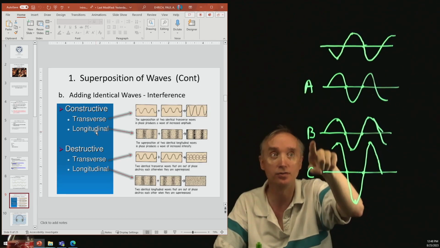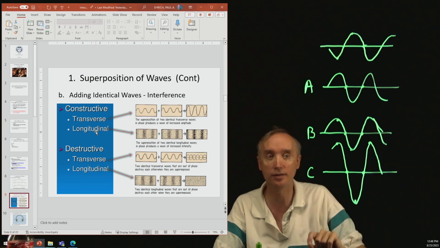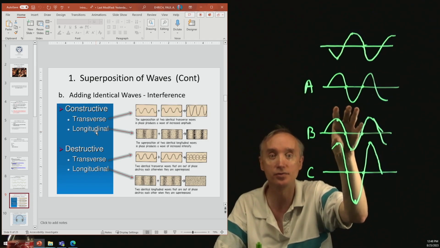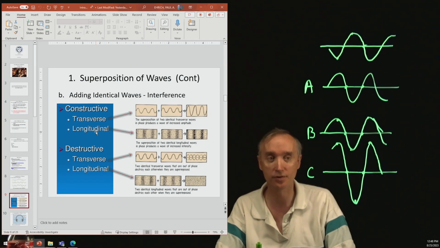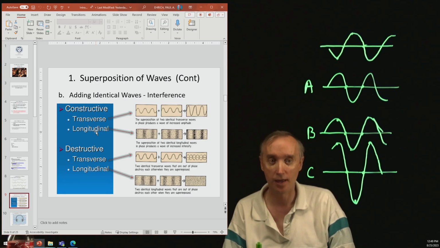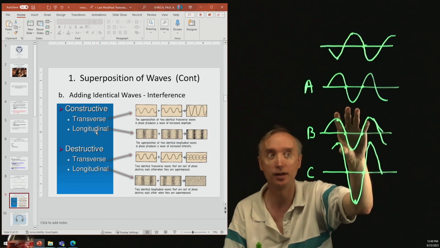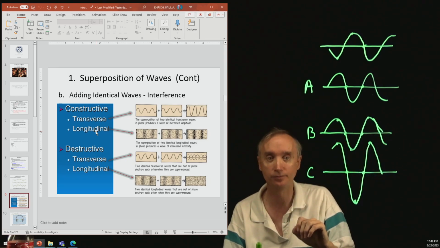And then what that's going to do is it's going to send a pulse down the slinky that's going to look like that. That is transverse. So what we've been doing has been transverse waves. And all light waves are going to be transverse waves. So when we start talking about light, we're always going to be referring to wiggly lines like this, transverse waves.